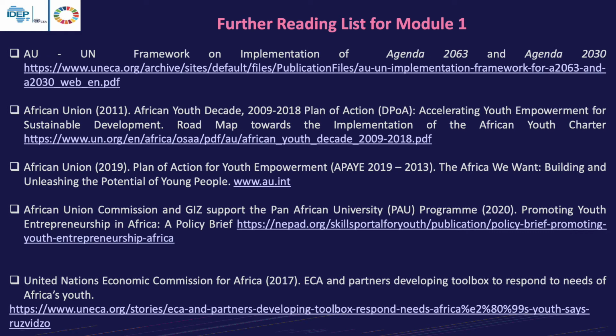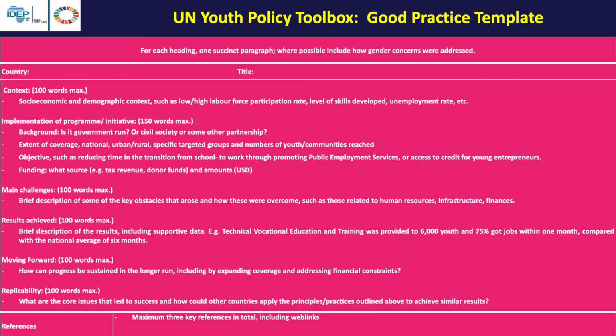And so the next screen will show you what the toolbox looks like. And we expect that you use this toolbox in answering the good practice initiatives that are coming from you. So this is what the template looks like. For each heading, ensure that you make one paragraph where you also highlight gender concerns or any other key thing that you feel addresses the core needs and aspirations of young people.